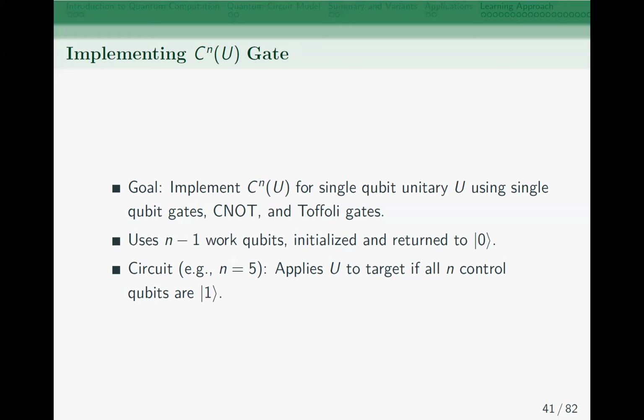Okay, so this proof is mathematical and hard to write, so let me just do one example for you. We use the example as the proof. Because the proof is complicated, let's focus on n equals 5. This n equals 5 means that if the first 5 qubits are all 1, then I will apply U on the 6th qubit.